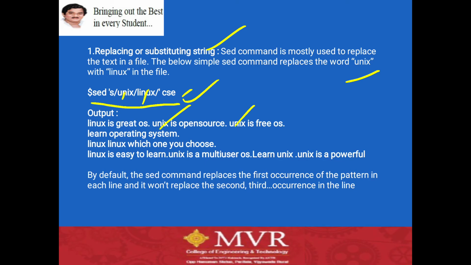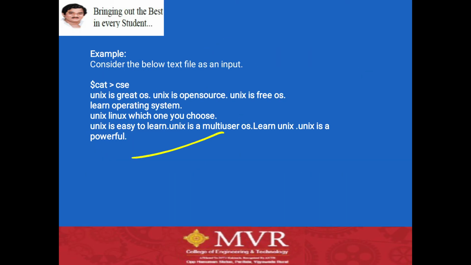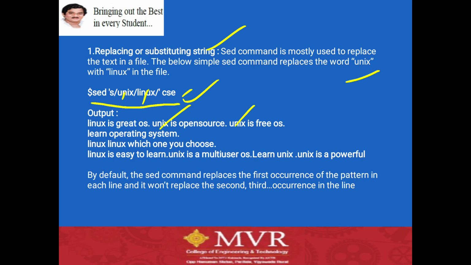Because this is the default option, whenever you use SCD with the default option, only the first occurrence of the string will be replaced. The remaining, the second occurrence, third occurrence, and so on, nth occurrence will not be replaced. Only the first occurrence of every line will be replaced by the given substitution, right? In the first line Unix is given three times, but because we are using the default SCD option, only the first Unix will be substituted by Linux. So Linux is great OS, Unix is open source, Unix is free OS, the rest remains the same.